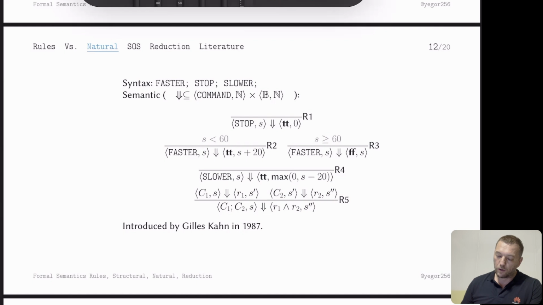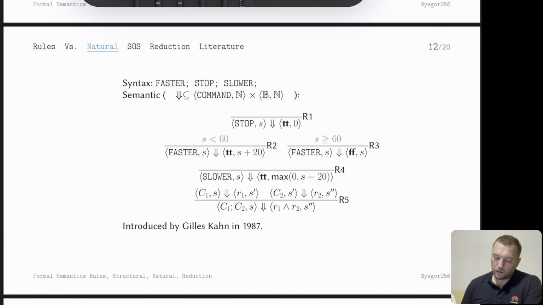Another rule: if I say faster and it goes with some speed s, then it tells me false. No, I'm not going to go faster, and the speed is not changed if the speed is already more than 60. So it will just reject my command if it already goes faster than 60 kilometers. The rule number 4: if I say slower, then it will return me true and will go with the speed, which is, it's not going to go below 0, so it's going to decrement 20 from the speed and return me either 0 or the new speed.